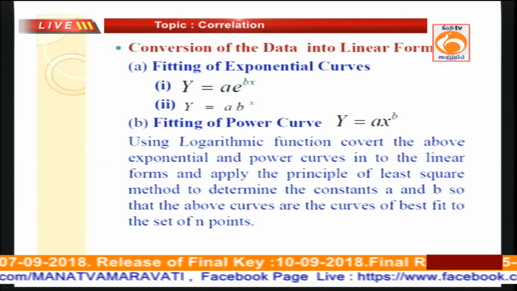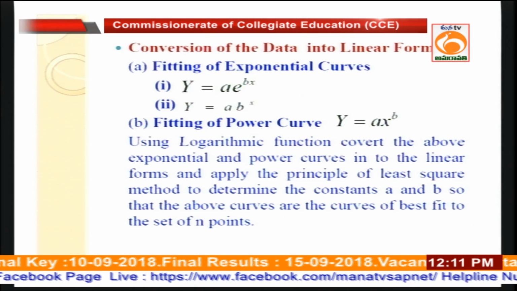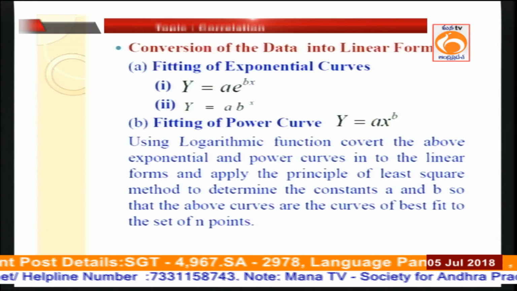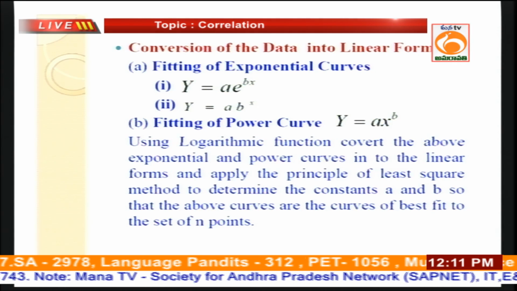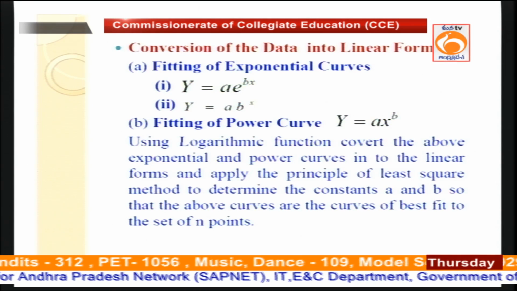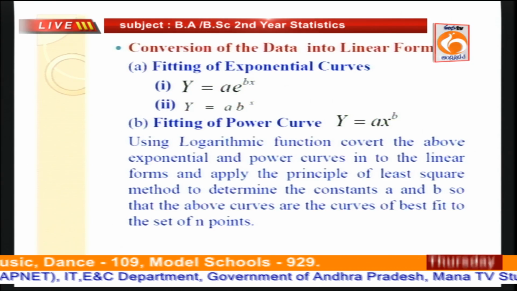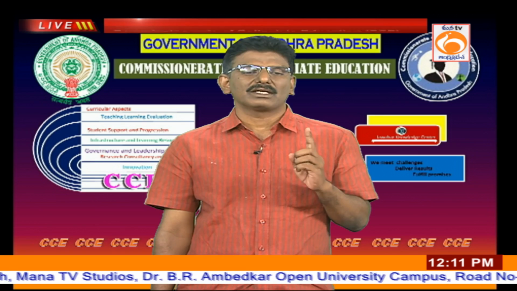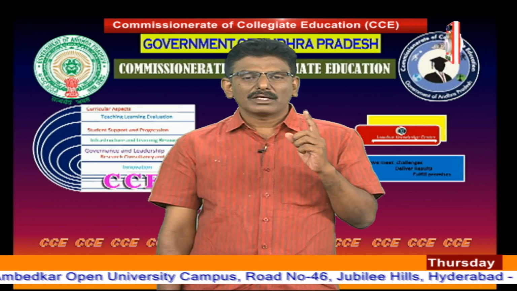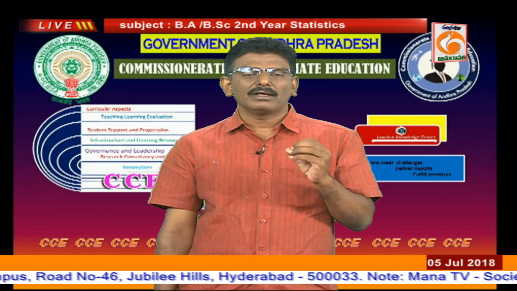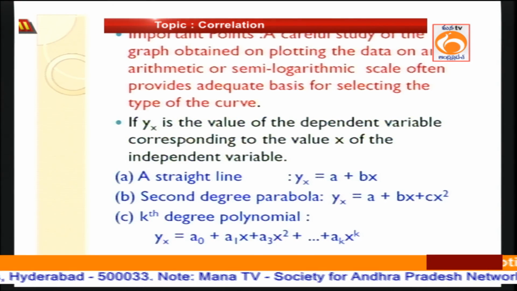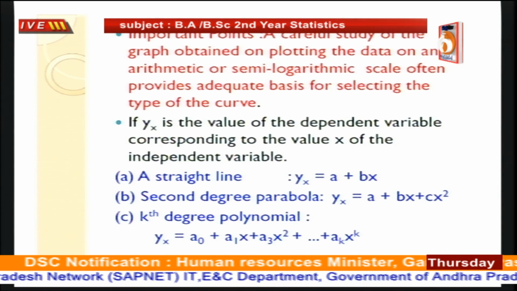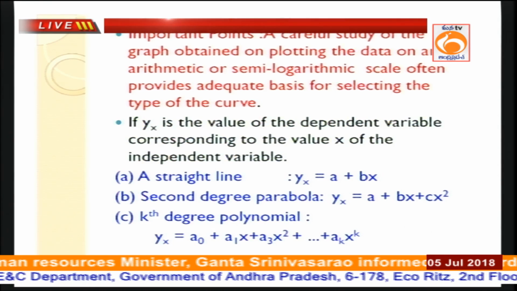A suitable mathematical function is the logarithmic function. Using the logarithmic function, convert the above exponential and power curves into linear formats and apply the principle of least squares method to determine the constants a and b, so that the above curves are the curves of best fit for the set of n points. The important point here is a very careful study of the graph. The graph is very essential to decide which curve is to be fitted, either linear or non-linear, such as exponential or power curves.